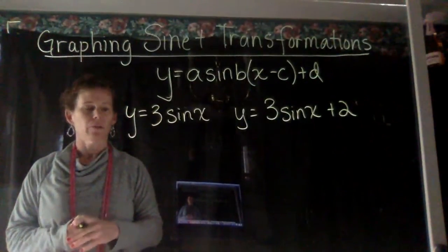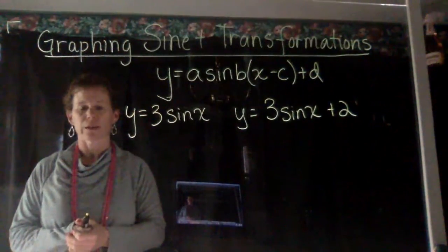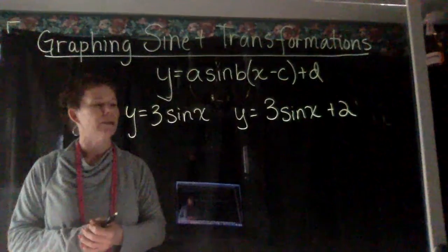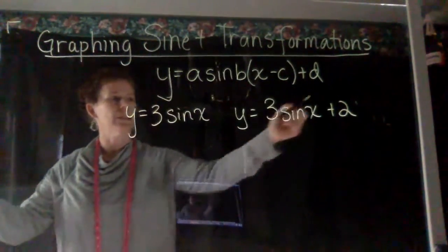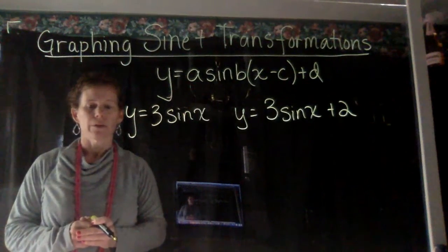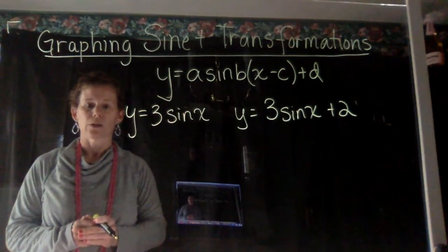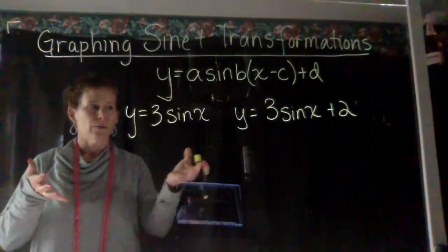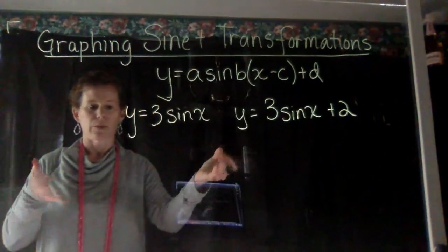Okay, so we just graphed y equals 3 sine x. We saw the effect of a changing our amplitude. Now, if you notice with the second equation, I've added a plus 2. So we're going to investigate what the d does to our graph. And just like all of our other family of functions, that last term is going to move it vertically up or down. So this sine graph is now going to be shifted up 2.